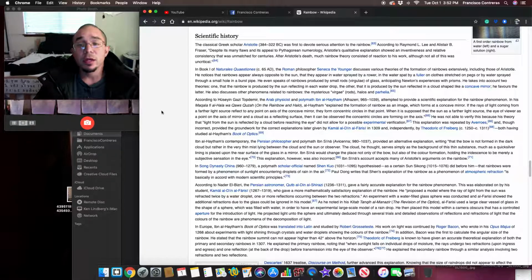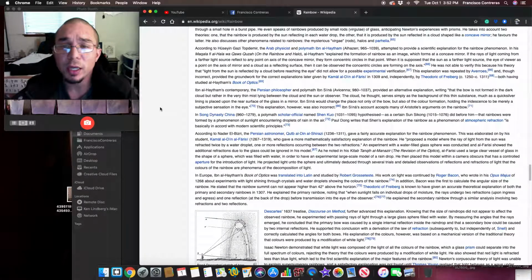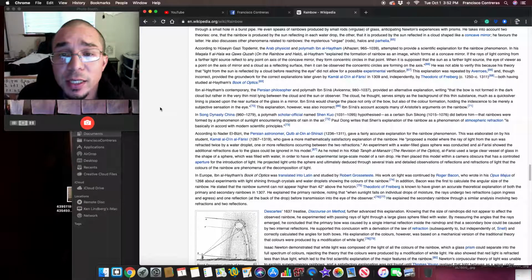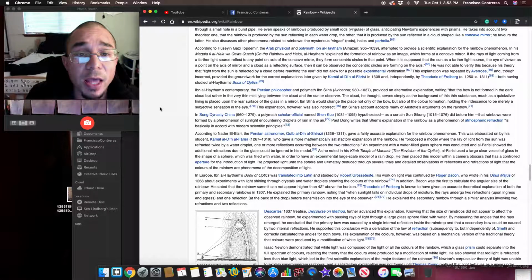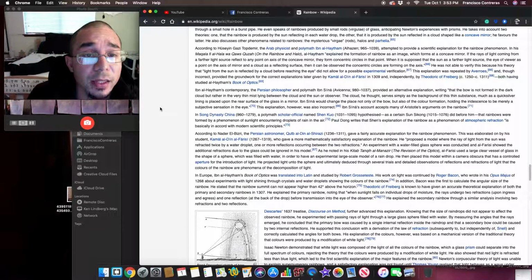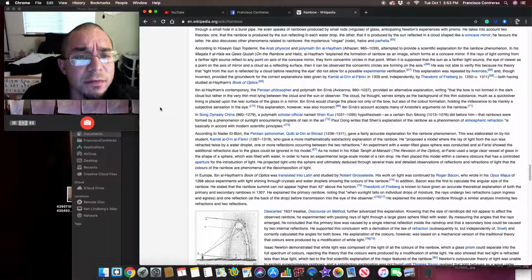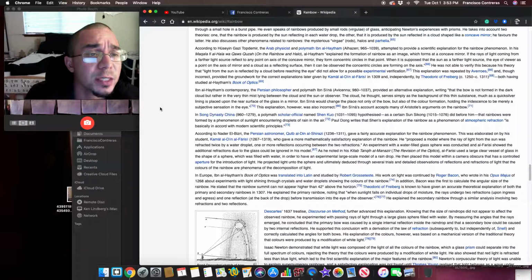According to Hussein Ghazi Topdemir, the Arab physicist and polymath Ibn al-Haytham, al-Hazen, 965 through 1039, attempted to provide a scientific explanation for the rainbow phenomenon.